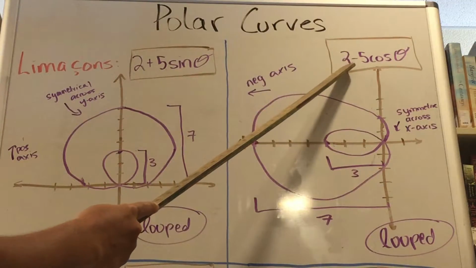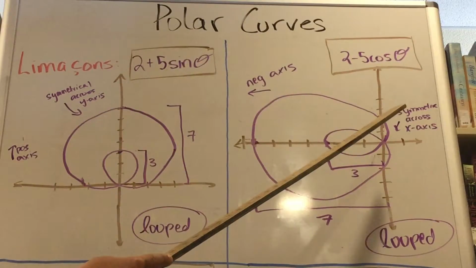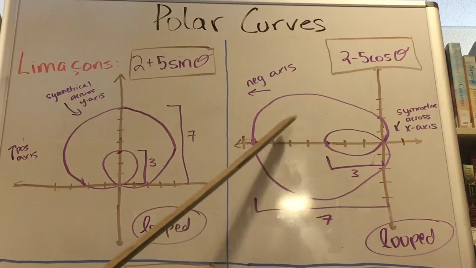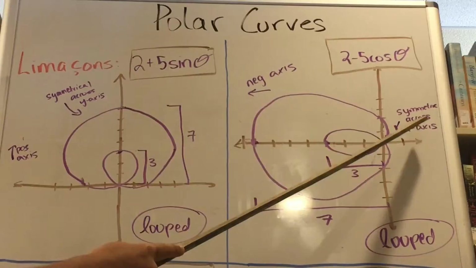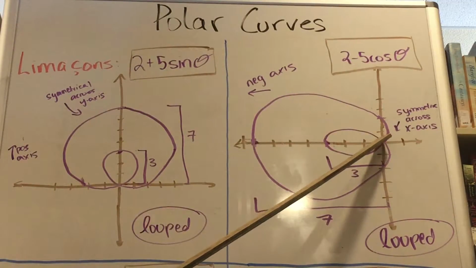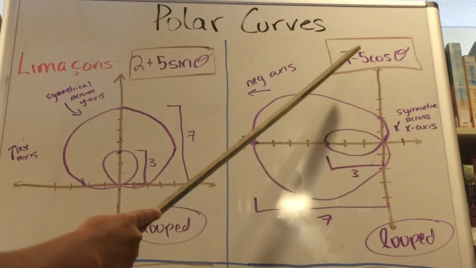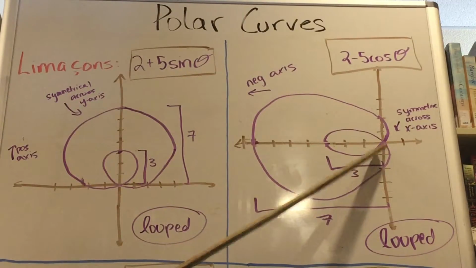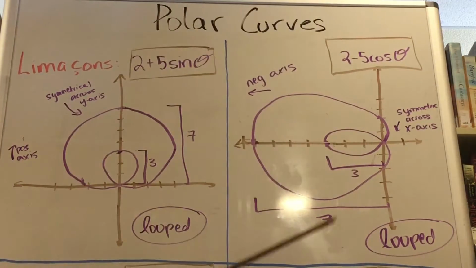It's looped because, again, A is less than B. But this time there's a minus in the middle instead of a plus, which means it's going to be on the negative part. Because there's a cosine here, this loop limit zone is symmetric across the x-axis. And because it's negative, it's going to be on the negative part of the x-axis, which means it's going this way. And then the length is 7, as we can tell, 2 plus 5 is 7, A plus B, and the length of the loop is 3, because the difference between B and A, 5 and 2, is 3. And that's how we got that graph.